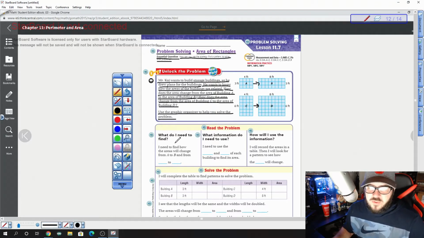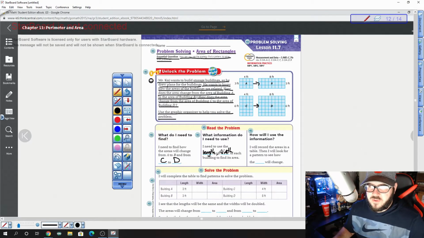Okay? What do we need to find? Well, I need to find how the areas will change from A to B and from C to D. What information will we use? Well, we need to use the blank and blank of each building to find its area. Okay? What do we need to use? We need to use the length and the width of each building to find its area.